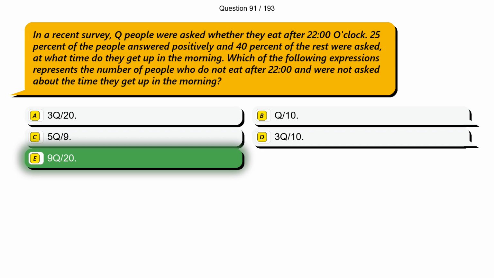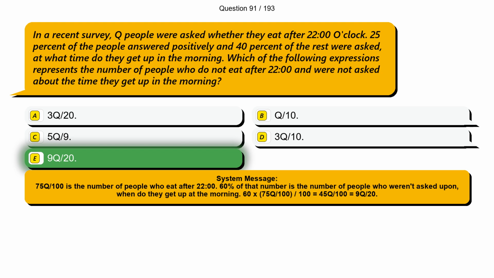The correct answer is option E, 9Q/20. 75Q/100 is the number of people who do not eat after 2200 hours. 60% of that number is the number of people who weren't asked when they get up in the morning. 60% x 75Q/100 equals 45Q/100 equals 9Q/20.